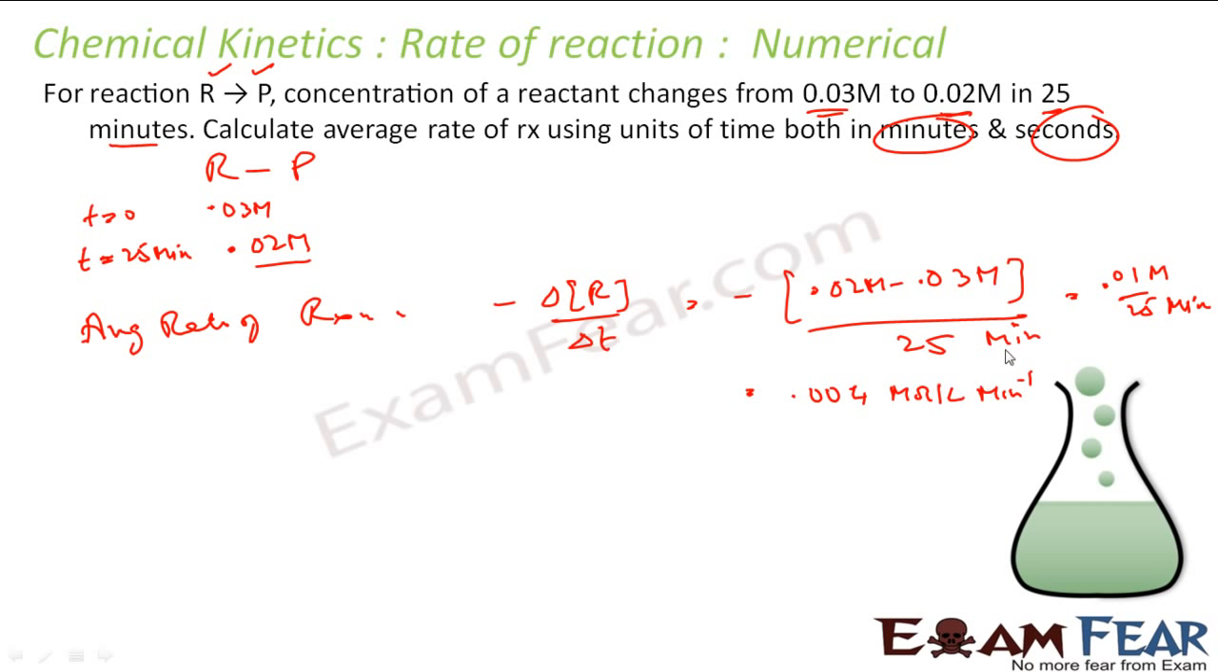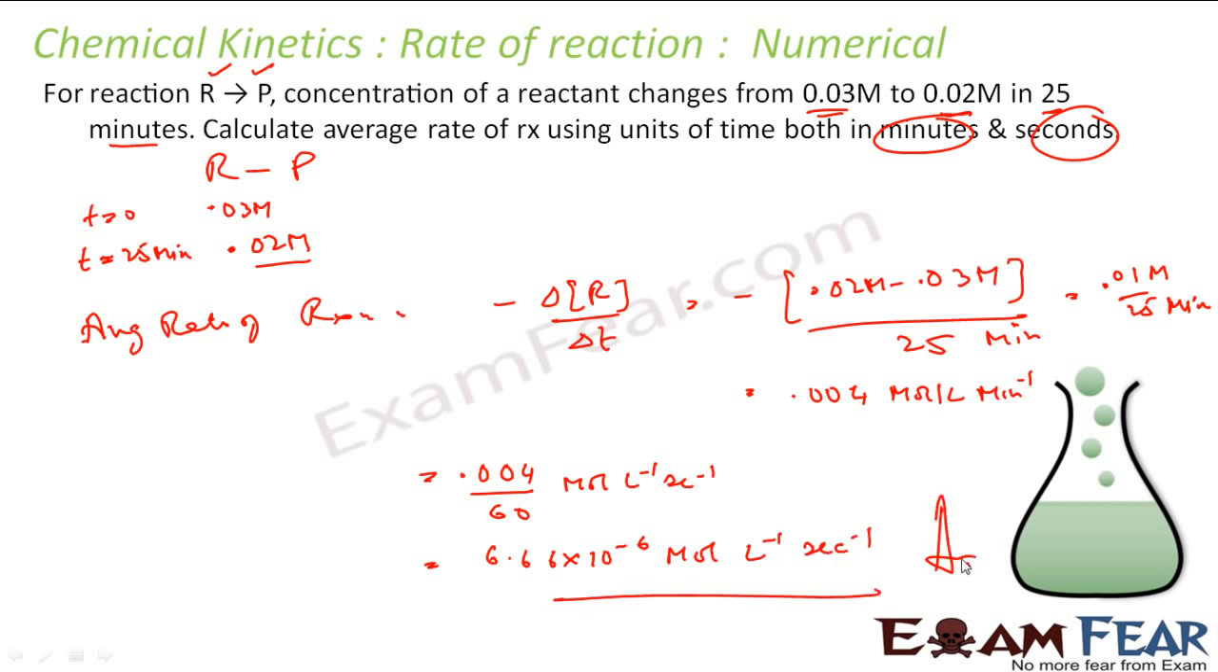If you want to convert this into seconds, multiply with 60. Sorry, divide with 60 actually. This is minutes, this becomes 60, right? Divide this by 60, and you get moles per liter per second. You solve this, you get 6.66 into 10 to the power minus 6. Units will keep the same, moles per liter per second. And that's the answer.